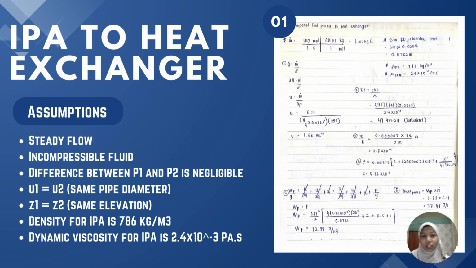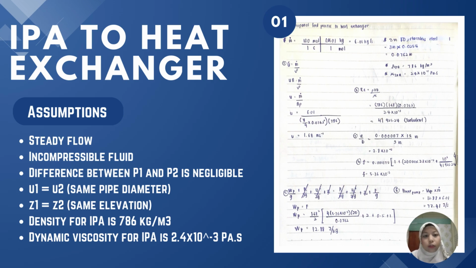Now let's start with the calculation for each pipe. For the first pipe, which is isopropanol to heat exchanger, the assumptions that we make are steady flow and incompressible fluid. The difference between pressure 1 and pressure 2 is negligible since the pump only increases a small amount of pressure. Velocity U1 equals U2 since we use pipe with the same diameter. Z1 equals Z2, which is the same elevation. Density for IPA is 786 kilogram per meter cube. Dynamic viscosity is 2.4 times 10 to the power of negative 3 Pascal second.